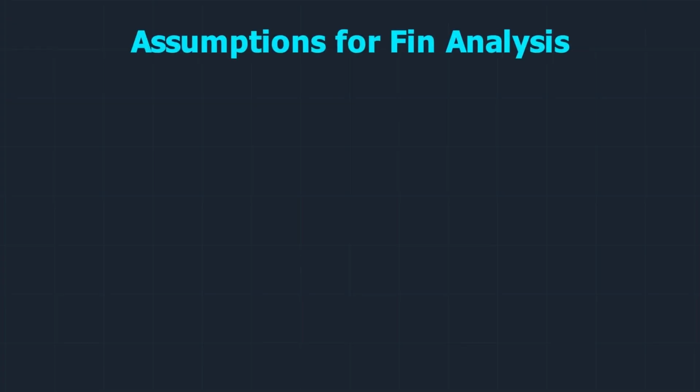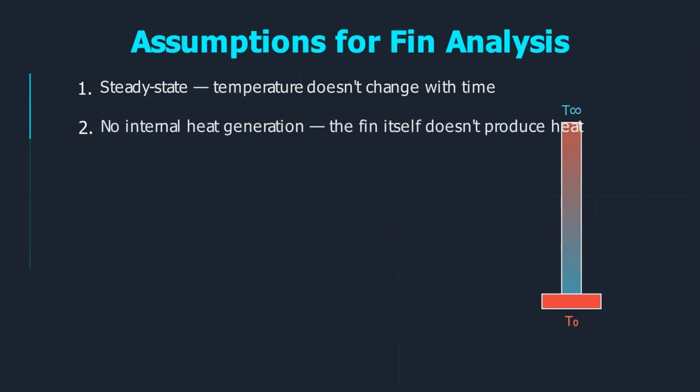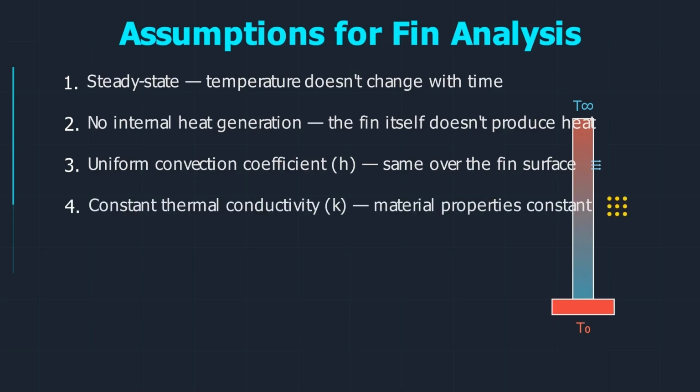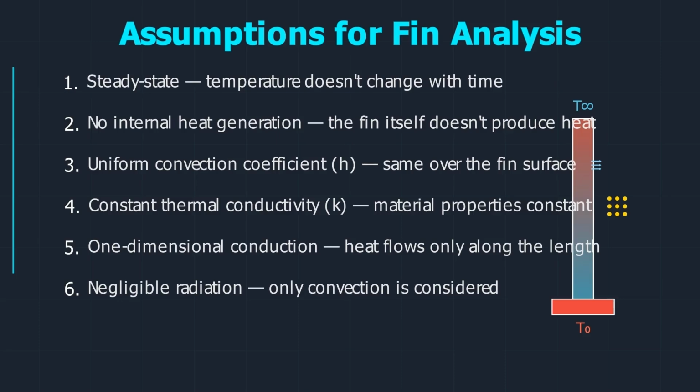Before we analyze, we need to make some assumptions to simplify the problem. Key assumptions: steady state, meaning temperature doesn't change with time. No internal heat generation, the fin itself doesn't produce heat. Uniform convection coefficient, h, same all over the surface. Constant thermal conductivity, k, material properties don't change. One-dimensional conduction, heat flows only along the length. Negligible radiation, we only consider convection.